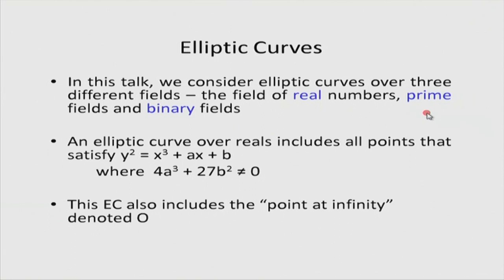And then the 2 fields that are of interest to us, the 2 finite fields, are the prime field and the binary field. So the prime field is nothing else but, say you choose a prime number p, let's say p is equal to 7, and all the integers 0, 1, 2, 3, 4 right up to 6, with the operators being addition modulo 7 and multiplication modulo 7. So that is another set of fields besides the real numbers, and then binary fields.